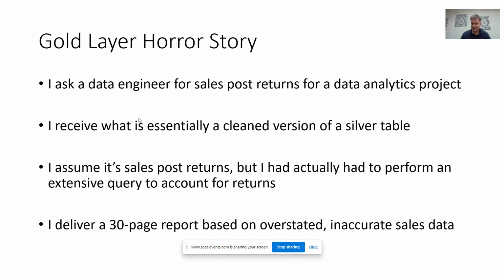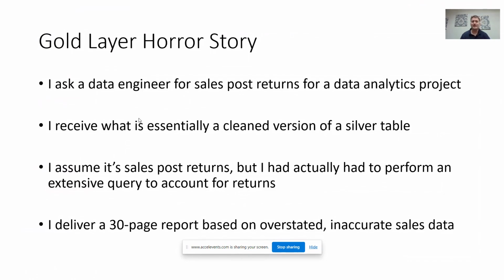Now, I specifically asked for sales post returns. I assumed it was sales post returns, but it wasn't. It had sales and returns in there. If you wanted to get sales post returns, you actually had to do a pretty complex query in order to get that. So what ends up happening is that my team builds a 30-page report based on inaccurate sales data because we didn't account for returns. So when you're making the gold layer, the most important thing is to avoid this situation.